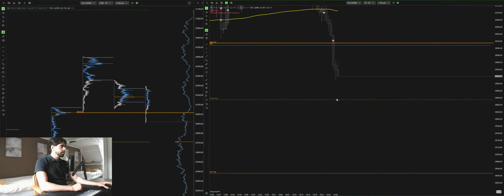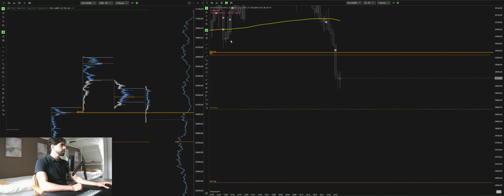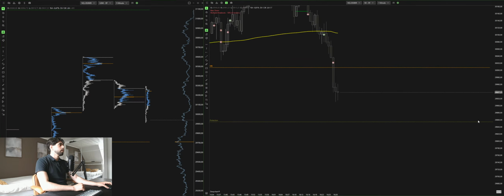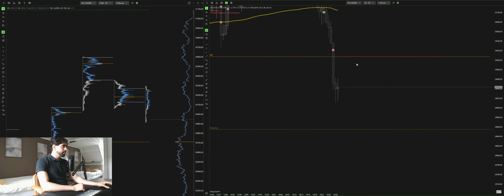Even if we touch the protection level, I'm looking at something else. I'm looking at the option level at the bottom. We have a put support at the bottom. And yeah, let's see if we get the retest back up here in IVB.